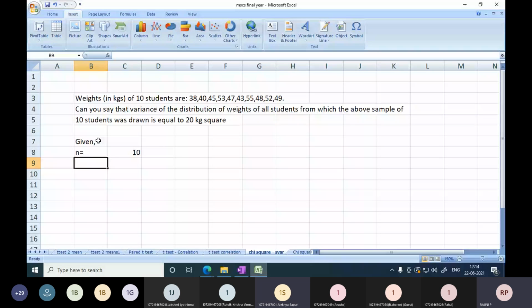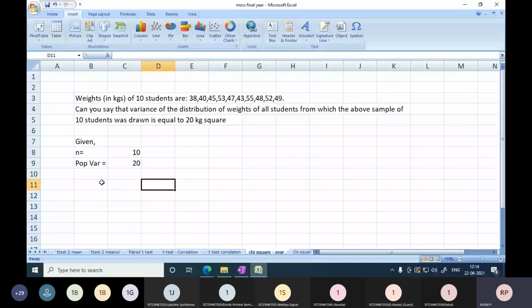They gave raw data, perfect. They did not give anything else. Sigma square is 20 kg square. They mentioned that this 20 kg square is a variance, so it is the population variance. Here I'm writing population variance is equal to 20. Did you understand? Is it clear?